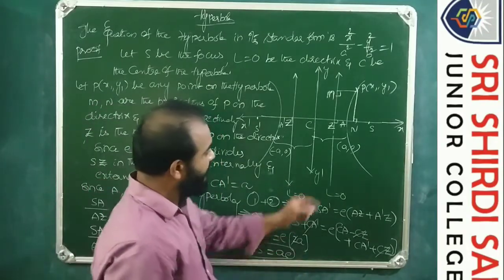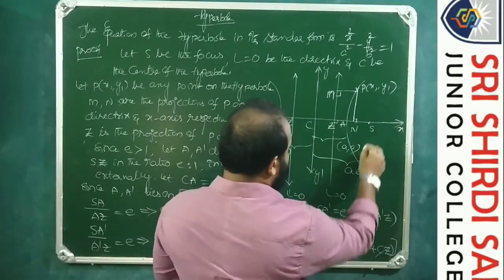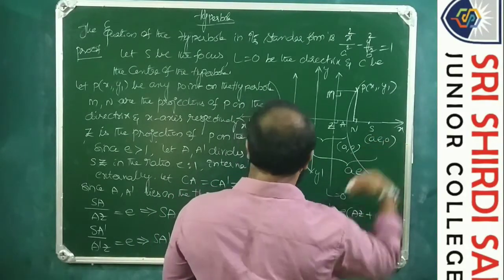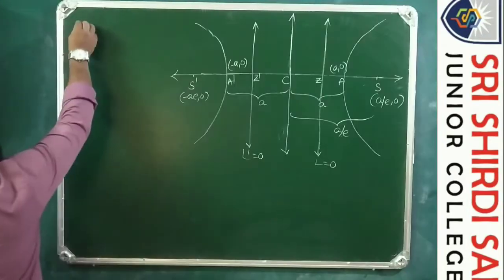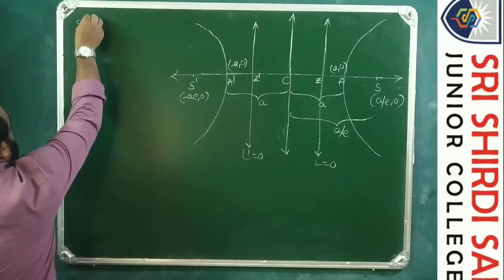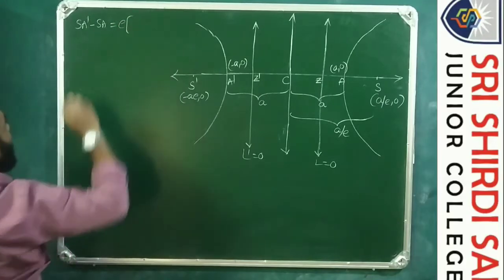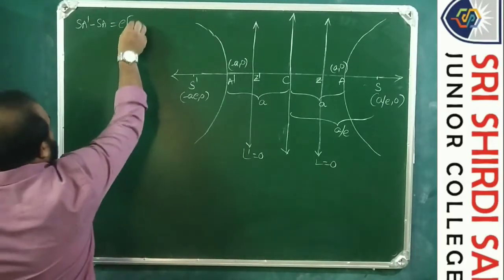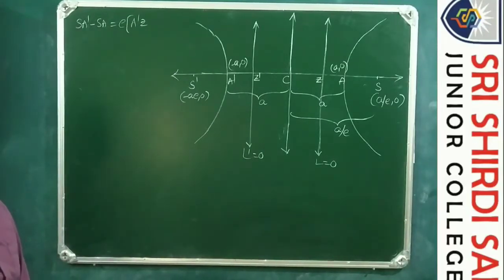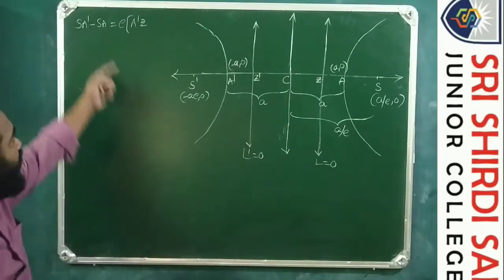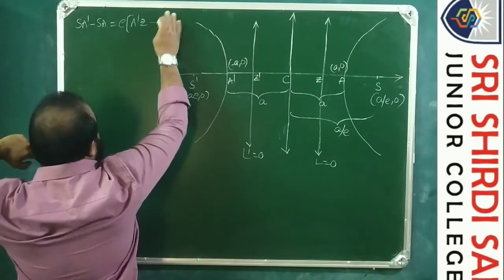So CS is equal to how much now? This distance is AE. So this is AE comma 0 and this is minus AE comma 0. Now SA dash minus SA is equal to, SA dash is E into A dash Z. SA dash is equal to E A dash Z. That's what we have got before. SA is E A Z. So take E in common. So this is AZ.